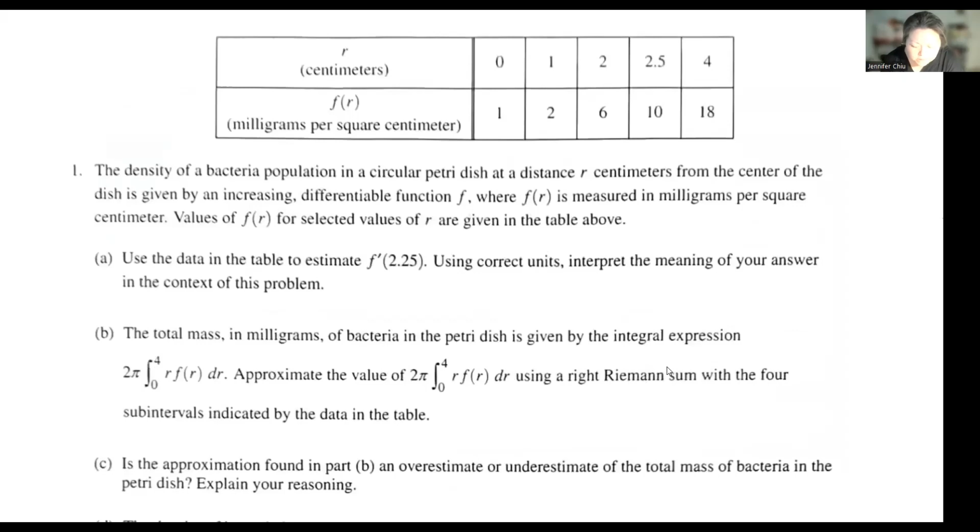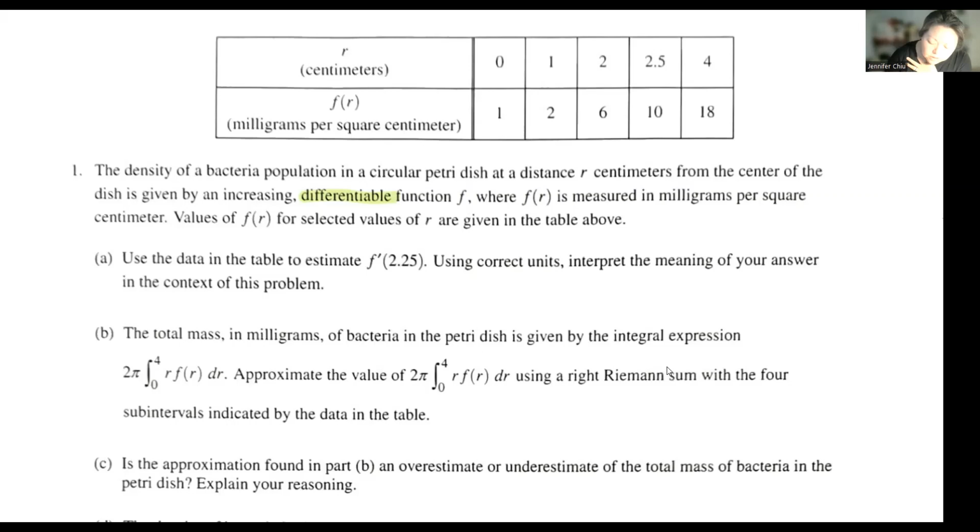Number one: the density of a bacteria population in a circular petri dish at a distance r centimeters from the center of the dish is given by an increasing differentiable function f. Again, the first thing you want to pick up is the fact that it says it is differentiable, so that means a lot of our formulas are going to work. f of r is measured in milligrams per square centimeter. Values of f of r for selected values of r are given in the table above. Use the data in the table to estimate f prime of 2.25. Using correct units, interpret the meaning of your answer in the context of the problem.